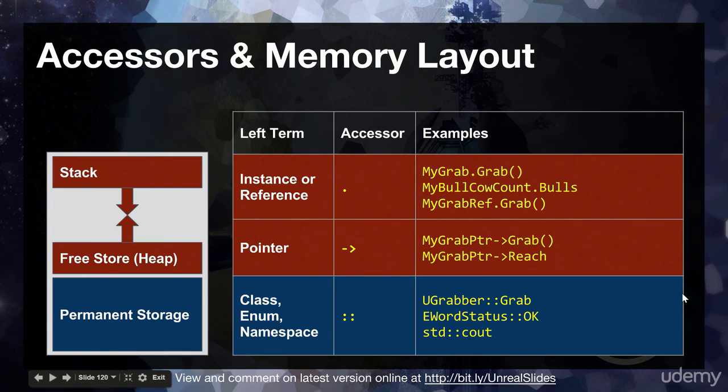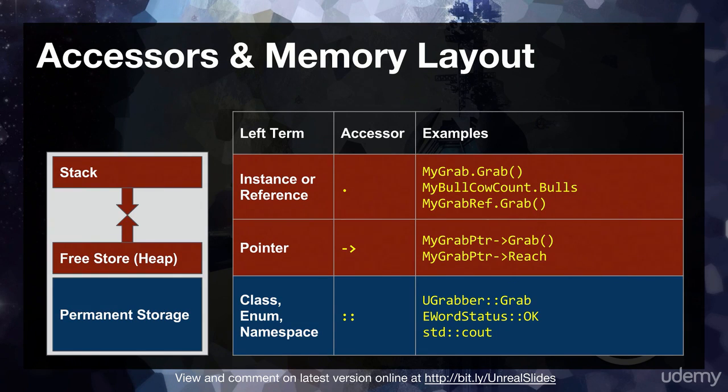The other two types of operator you use are arrow operators for pointers, and dots for instances or references. Let's look at some examples starting from the top. So myGrab.Grab. myGrab is an instance there of a grab class or grabber class or something like that, and .Grab is a method on it. myBoolCount.Bools we used earlier in the previous section. That's a struct, and the .Bools is an integer member of that struct.